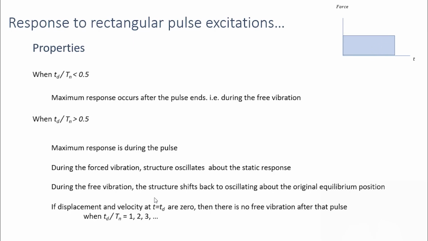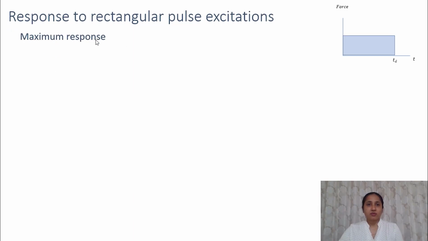If that displacement and velocity are 0, then there's no free vibration after the pulse. So this criteria is satisfied when Td by Tn is equal to 1, 2, 3, etc. So for these values, there won't be any free vibration. So at the end of the forced vibration, the displacement and velocity are 0. That means the mass comes to rest at the end of the forced vibration, and there won't be any free vibration phase.